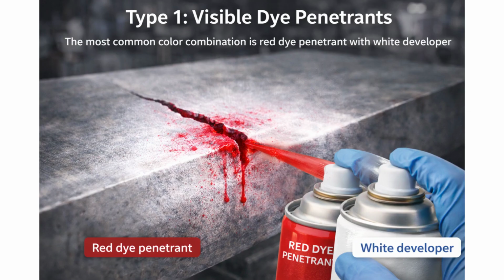Before we get into the actual testing process, let's talk about the two main types of penetrants used in this method. Type 1. Visible dye penetrants. The most common color combination is red dye penetrant with white developer, which ensures that damaged areas can be easily detected under good lighting conditions. These are typically bright red liquids that you can see with your naked eye under normal lighting conditions. They're the most economical option and perfect for routine inspections.